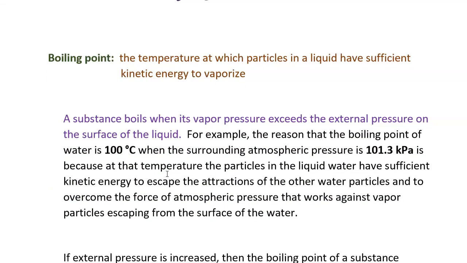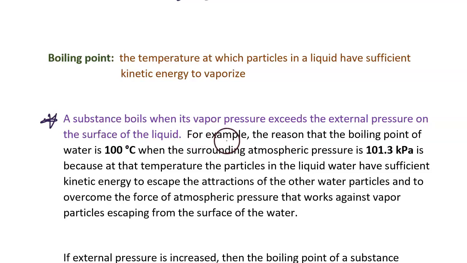The next vocabulary word is boiling point. Boiling point refers to a temperature. It's the temperature at which particles in a liquid have sufficient kinetic energy to vaporize. A substance boils when its vapor pressure exceeds the external pressure on the surface of the liquid.